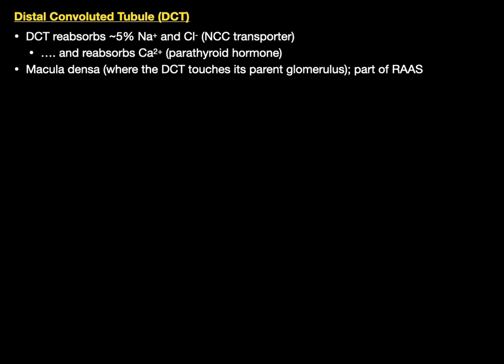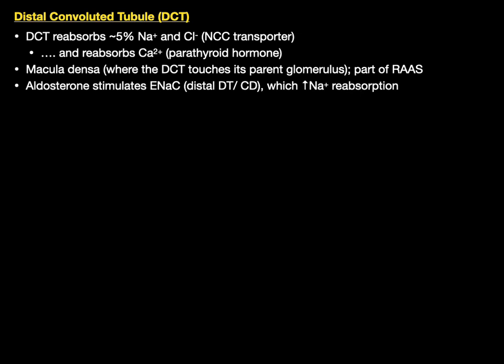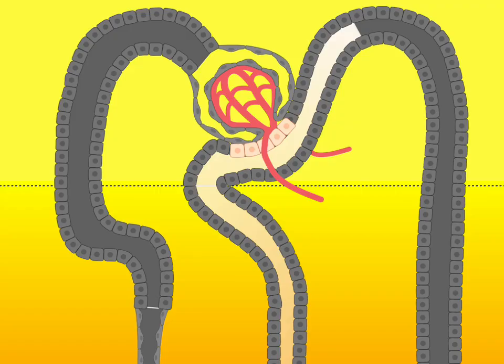In addition, in the distal tubule, we have this macula densa. It's where the distal tubule touches its parent glomerulus. It's part of the RAS system. And then aldosterone stimulates ENaC in the distal part of the distal tubule and in the collecting ducts, which helps to reabsorb sodium when the body needs it.